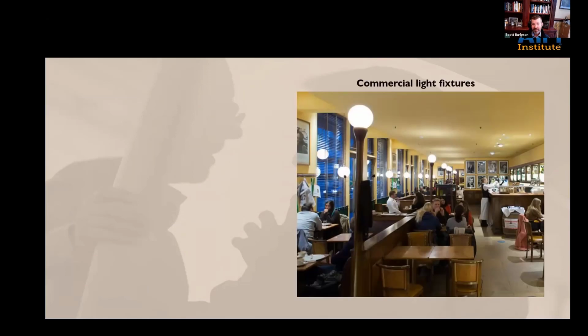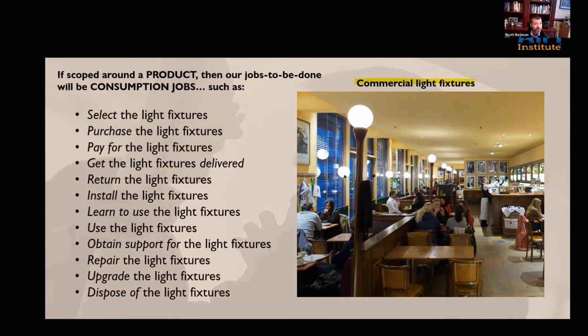Okay, so imagine that we make commercial light fixtures. The particular scope of innovation for your product is that we're not going to do LED or some new technology. We want to innovate around consumption jobs, and so we have the same list as before. We have select the light fixtures, purchase the light fixtures, pay for the light fixtures. Again, this is not necessarily a complete list. It's just a typical template to pull from. Let's say after lots of discussion, we decide to go with the consumption job of install the light fixtures. This is the one we want to target for innovation. We could have targeted any of these. So we select the job to be done of install the light fixtures.